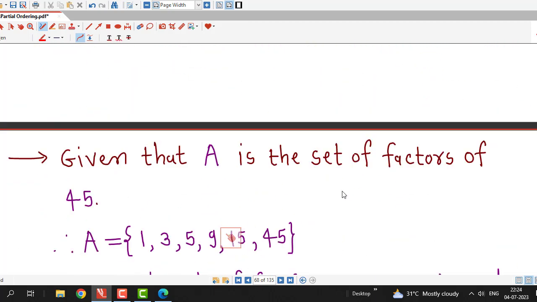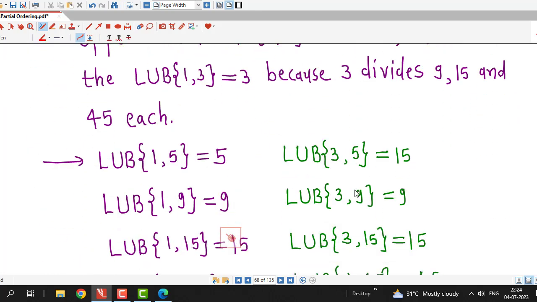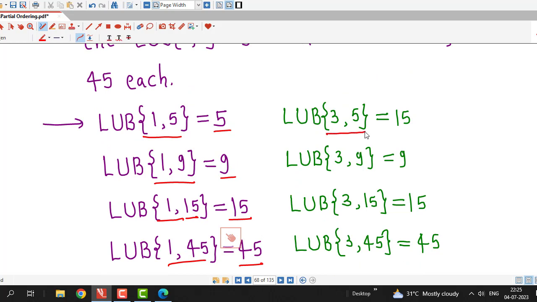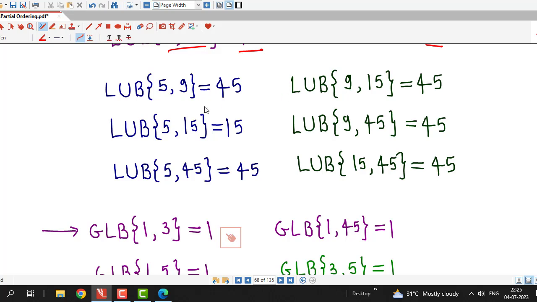So I have written all those possible pairs, and for each pair I have obtained the least upper bound and greatest lower bound. Least upper bound of 1 and 5 is 5, the LCM of 1 and 5. Similarly for 1 and 9 it is 9, for 1 and 15 it is 15, for 1 and 45 it is 45. Then the least upper bound of 3 and 5 is the least common multiple of 3 and 5, which is 15. LCM of 3 and 9 is 9, LCM of 3 and 15 is 15, and for 3 and 45 the LCM is 45. I have written all possible pairs.